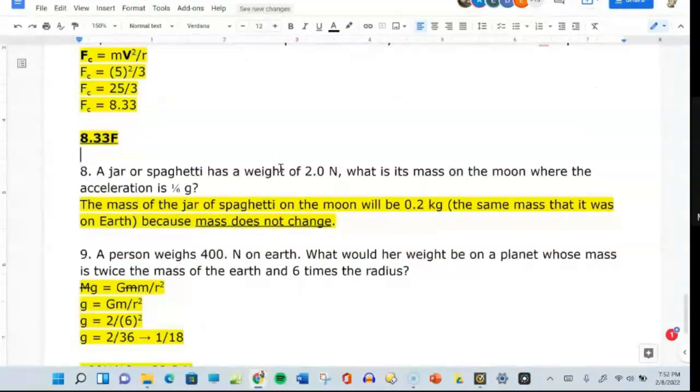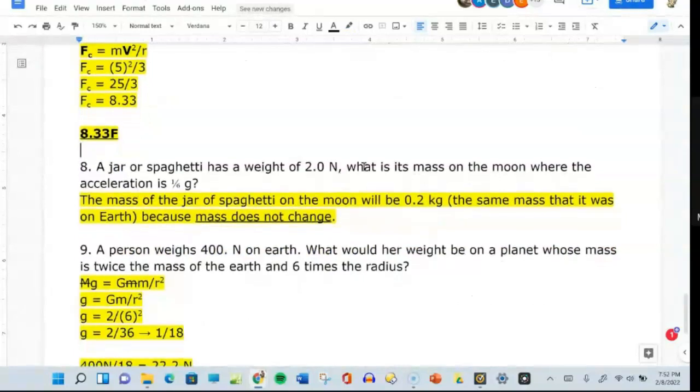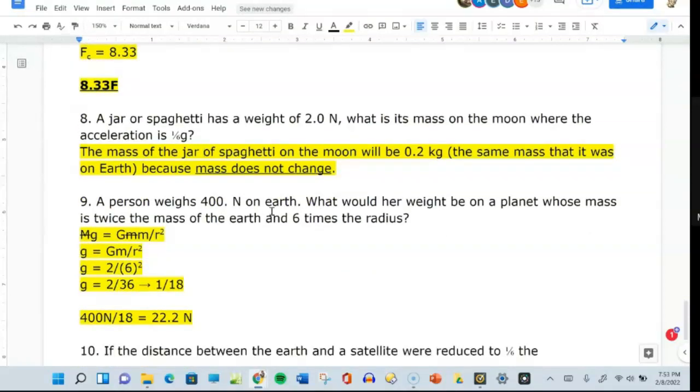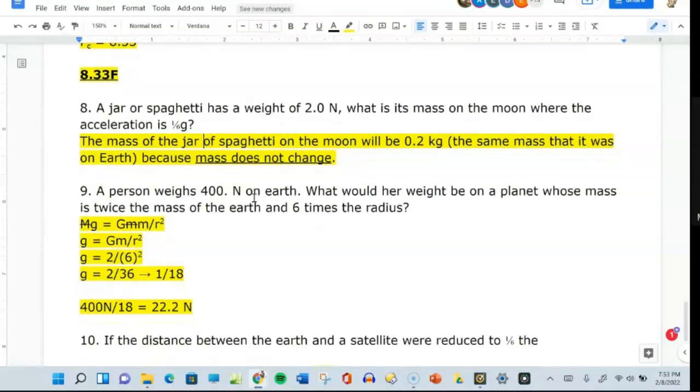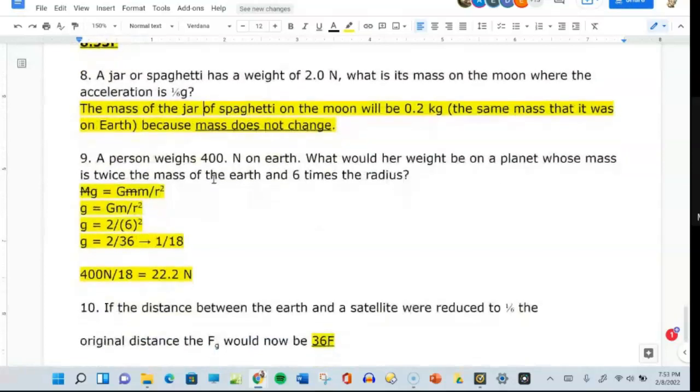Jar of spaghetti, 2 newtons. This is a trick question. What is the mass on the moon where the acceleration is 1/6 g? Well, let's find the mass of the spaghetti here on Earth by dividing by 10. She says the mass of the spaghetti on the moon will be 0.2 kg, same mass that it was on the Earth, because mass doesn't change in any place in the universe. Okay. Any questions on that one?